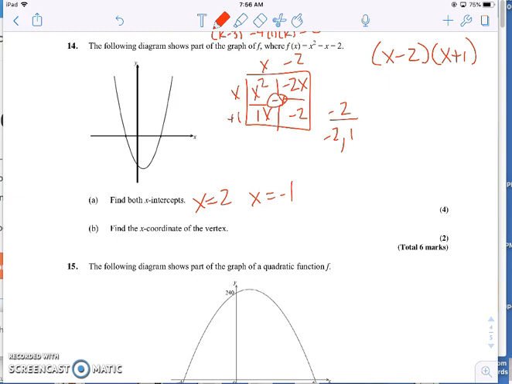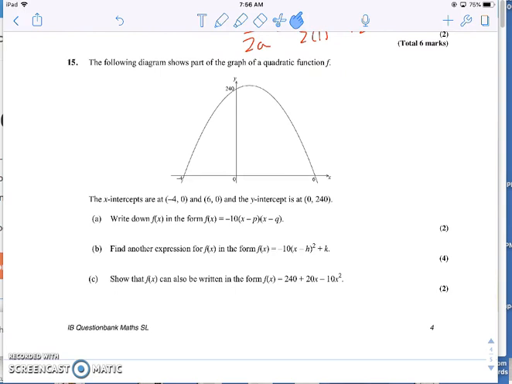The coordinates of our vertex, the opposite of b over 2a. So we could say 1 over 2 times 1, so 1/2. Or we could have found the middle of these. We could have done 2 plus negative 1 divided by 2. And we get the same thing. We get 1/2.